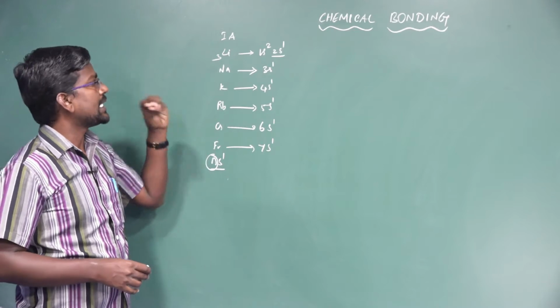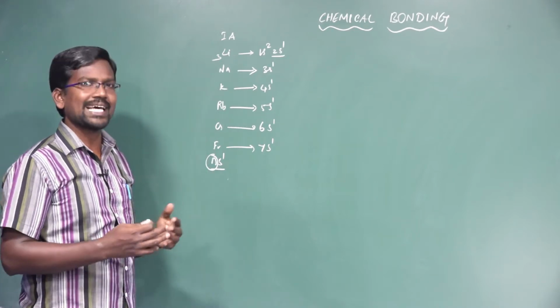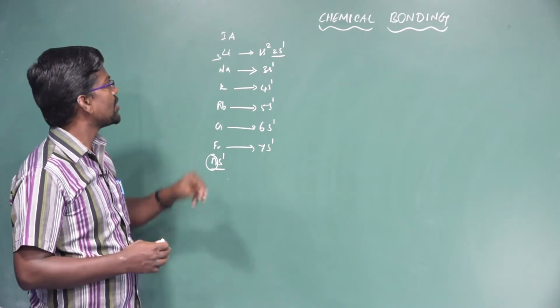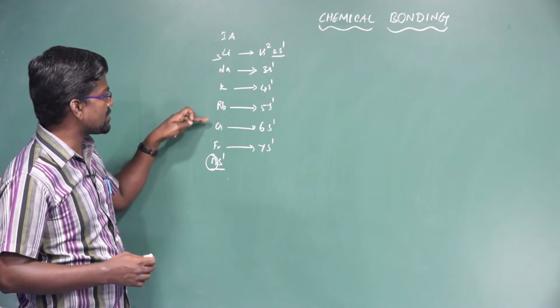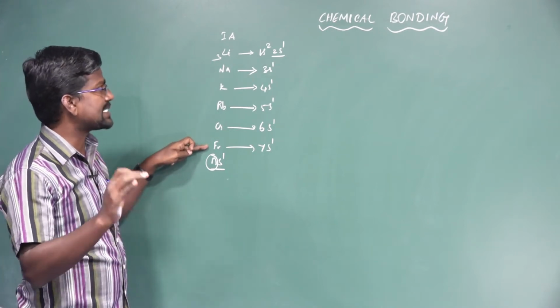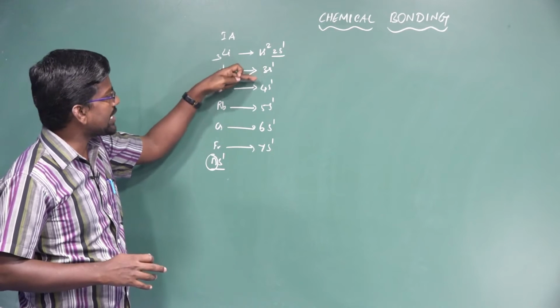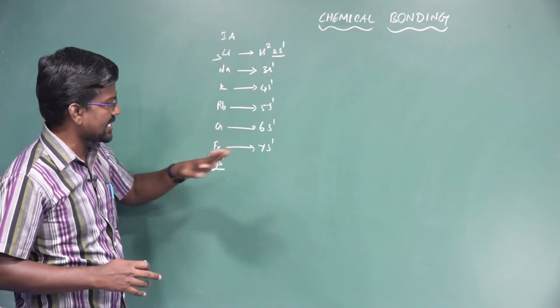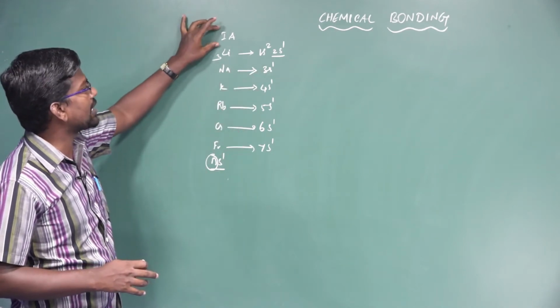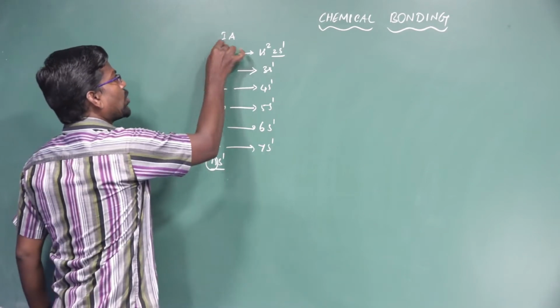As the number of the valence cell increases, the size of the orbital also increases. So lithium, sodium, potassium, rubidium, cesium, francium have valence cells 2s, 3s, 4s, 5s, 6s, 7s. These are the alkali metals, first A group elements.